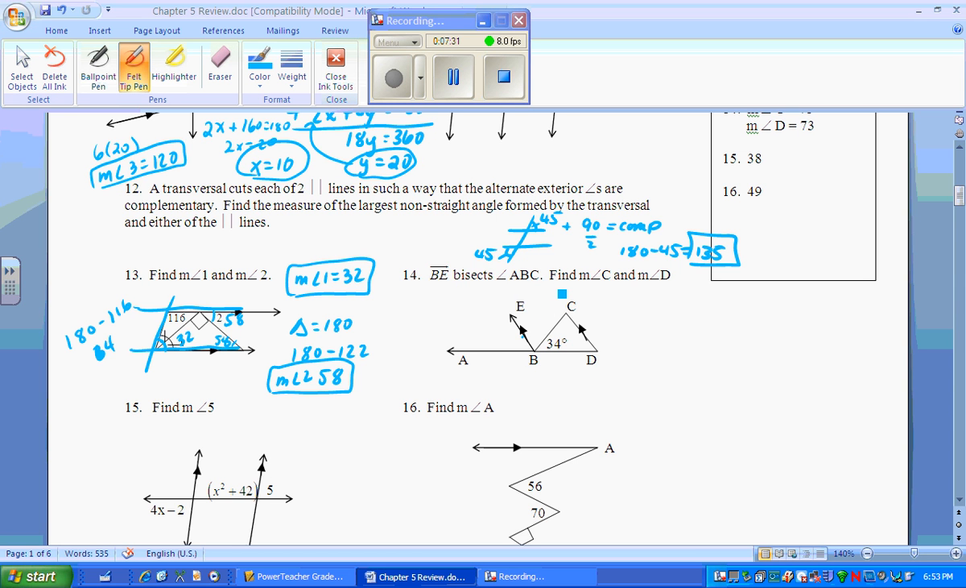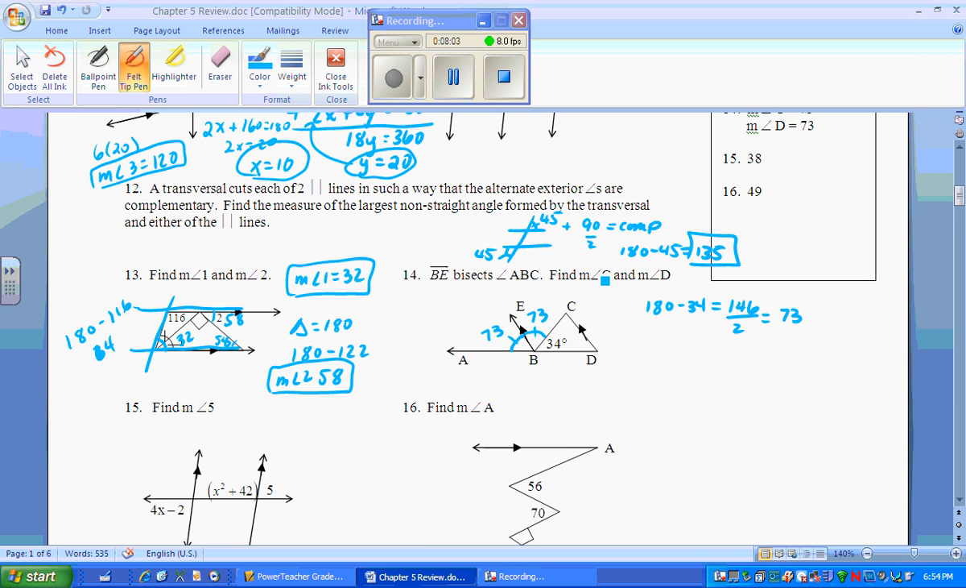BE bisects angle ABC. So what does that mean? This angle is congruent here. That's correct. Giving you 180 between these. So 180 minus 34, leaving you with 146. If that's 146, each one itself ends up equaling half of that. So divide by 2, giving you 73. So 73 is here and here.